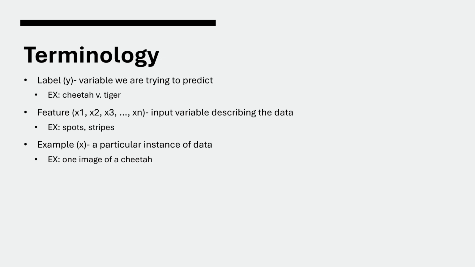Features are input variables that describe that data. There again can be multiple of these, like spots for a cheetah and stripes for a tiger. Just any defining attribute that the computer can use to distinguish between the two. A model defines the relationship between features and labels. Again, an example is just a particular instance of data, which can be an image of a cheetah we feed into that model, I'm sorry.